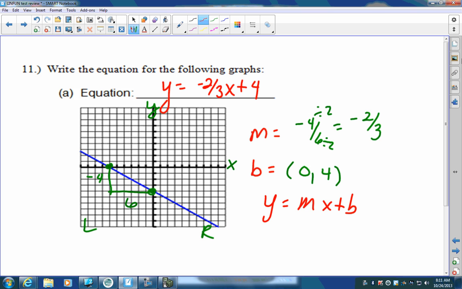So your equation should be y equals negative 2/3 x plus 4. Oh, totally not plus 4. Why didn't anybody tell me? What did I mess up on? It's supposed to be a negative 4 because the y-intercept is down there.